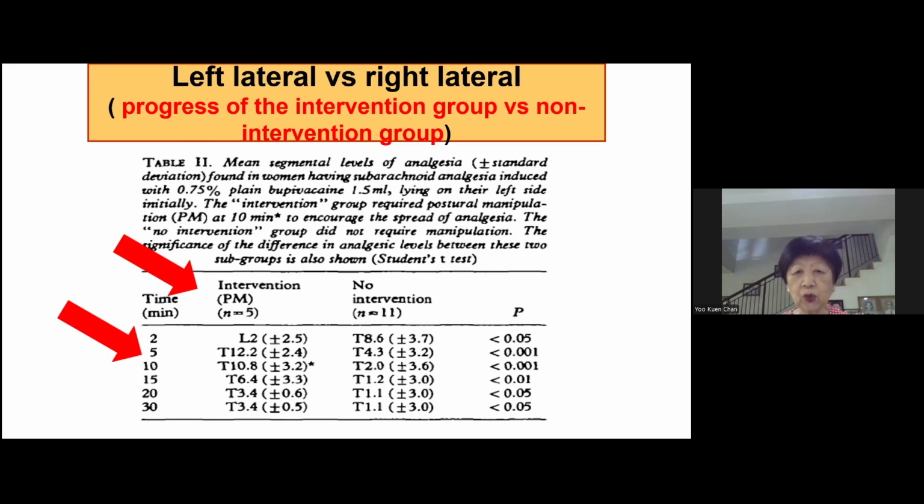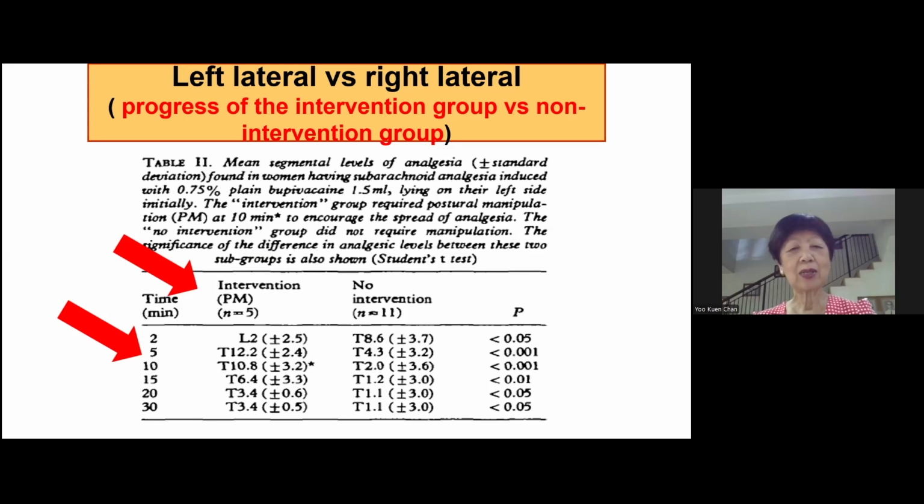Those patients who did not require intervention, by the time 2 minutes was up, had already gone very high up to the thoracic level, whereas those patients who needed intervention were very slow to start in terms of progress upwards. This is something: if you have got all your drugs in the intrathecal space and they don't work in 2 minutes, you are heading for trouble.